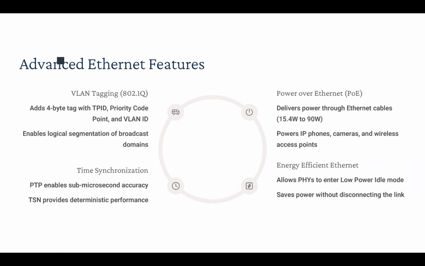Now, VLAN tagging adds 4-byte headers to identify traffic domains. PoE delivers power to end devices. EEE allows the physical layer to sleep. PTP and TSN provide synchronized, deterministic traffic for applications like AV and robotics. These are the advanced features of Ethernet.